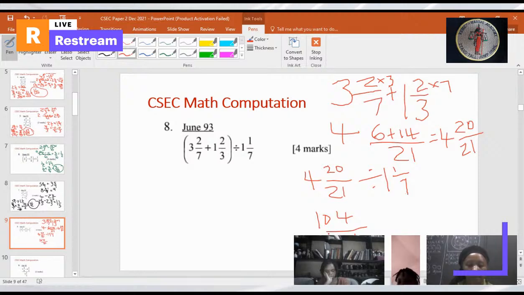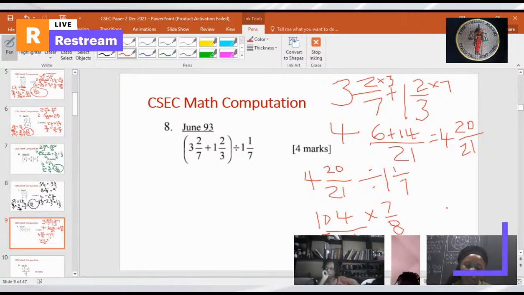And then you do 7 times 1, plus 1. What do we do with this division? You change it to a multiplication sign, and you'd flip the second part. So 7 times 1 is 7, plus 1 is 8, so 8 over 7. You'd flip the 8 over 7 to invert it: 7 over 8.